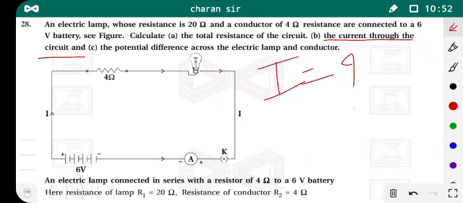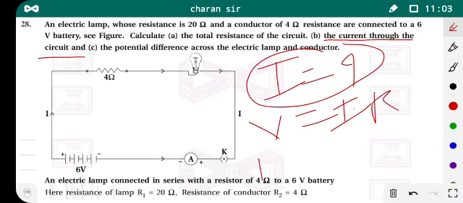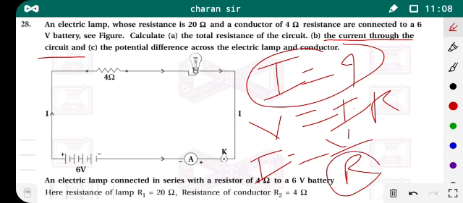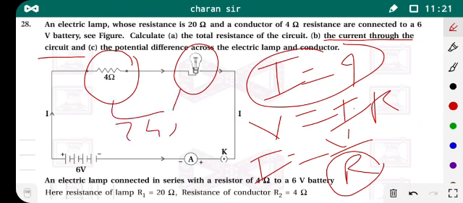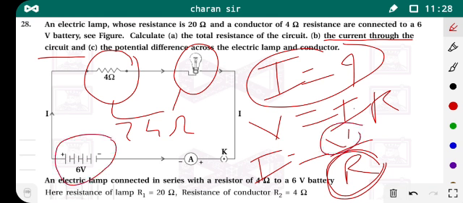Now we know that in the series combination the current through each component is equal, and from Ohm's law we know that V is equal to IR, then I is equal to V by R. Here we have the equivalent resistance. We have a conductor and a bulb, these two connected in series. So the total resistance is 24 ohms. Now the voltage that you have to apply is 6 volts. Then you can easily find out the electric current.